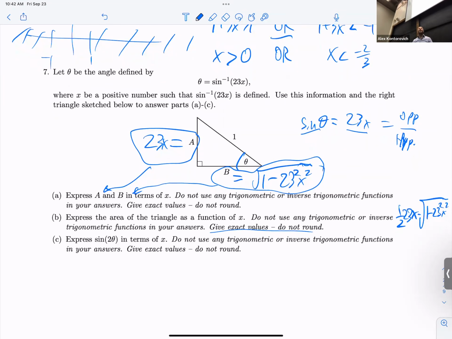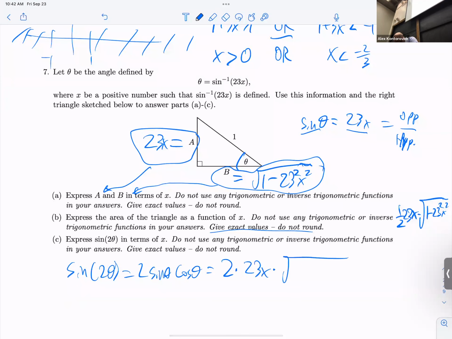Express sine of 2 theta in terms of x. This one we know, sine of 2 theta is 2 sine of theta cosine of theta. That's 2 times, the sine of theta is 23x, and the cosine of theta is the square root of 1 minus 23 squared x squared. Good? Could you do these? You simplify.